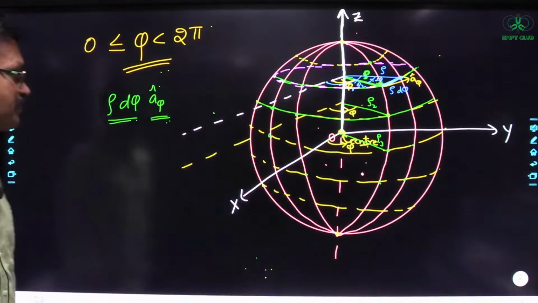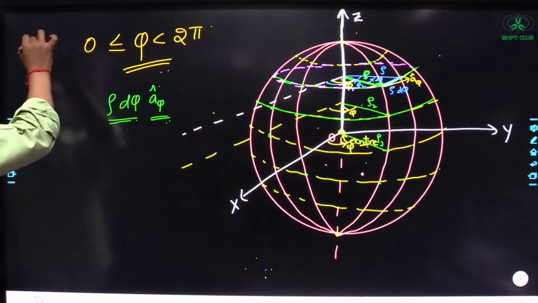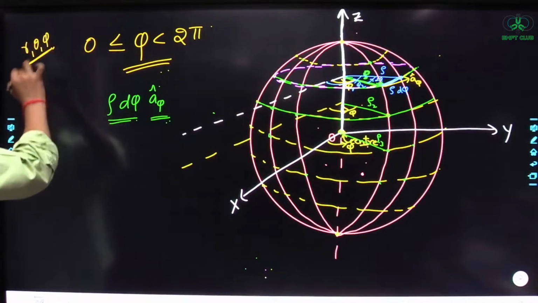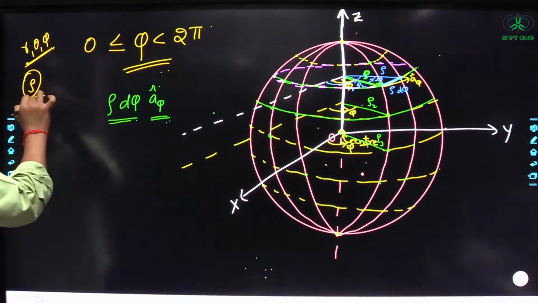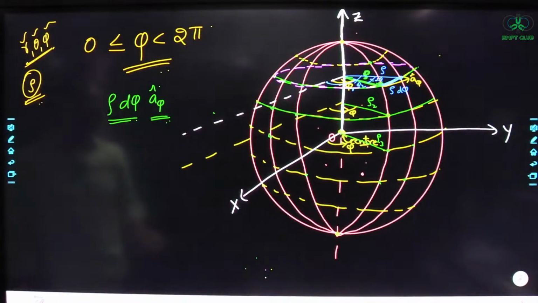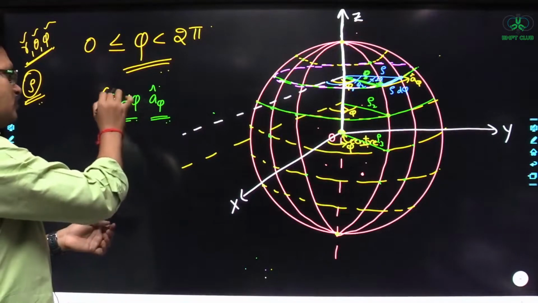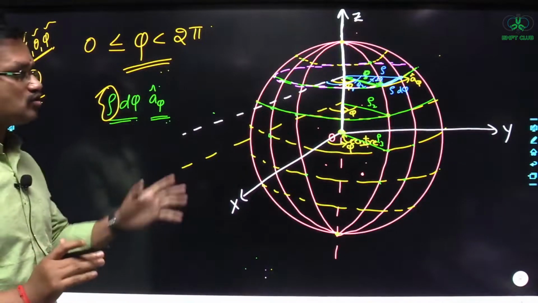But here in a spherical coordinate system, we are having what? R, theta and phi. We don't have rho. We are having R, theta and phi. So you have to represent everything in terms of R, theta and phi. We don't have this rho parameter. Understood? So what we can do here?